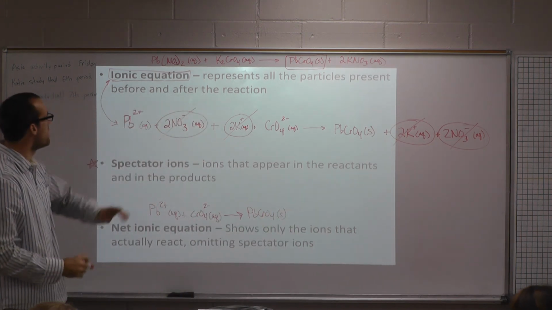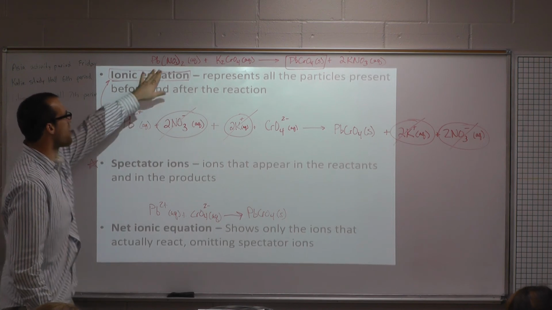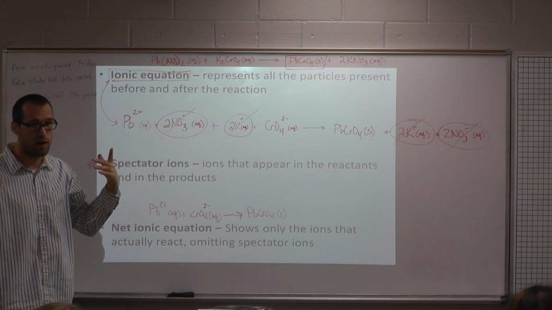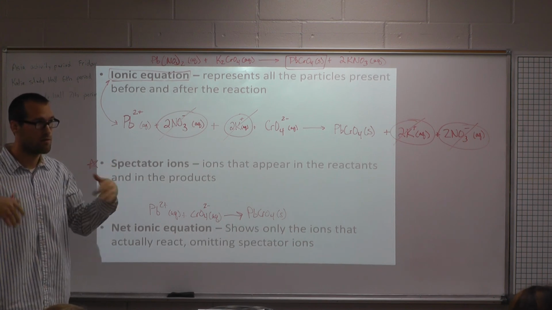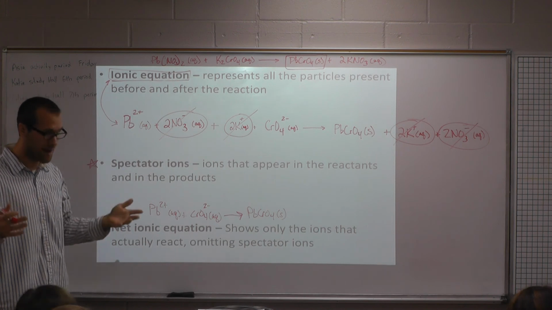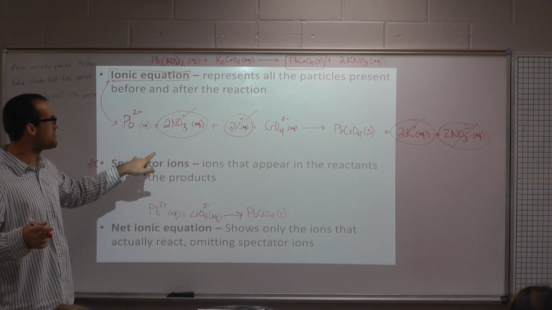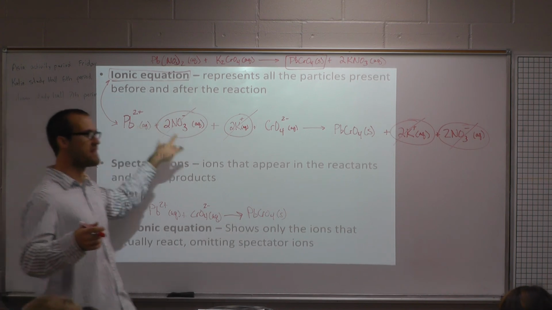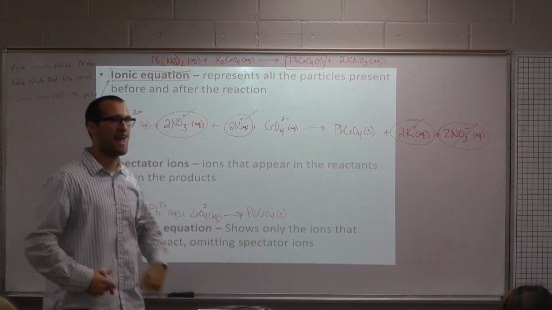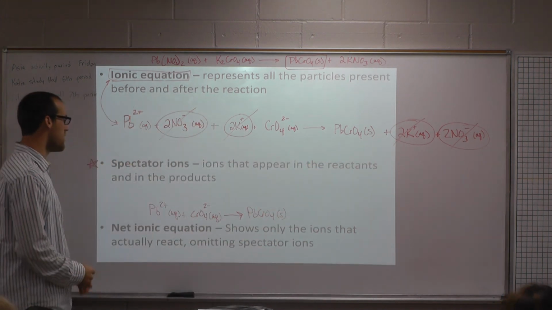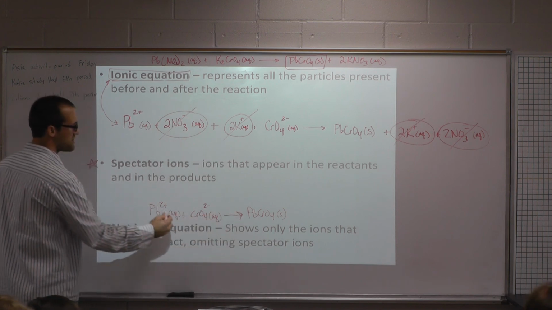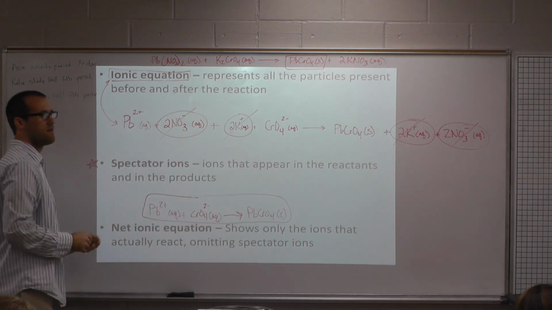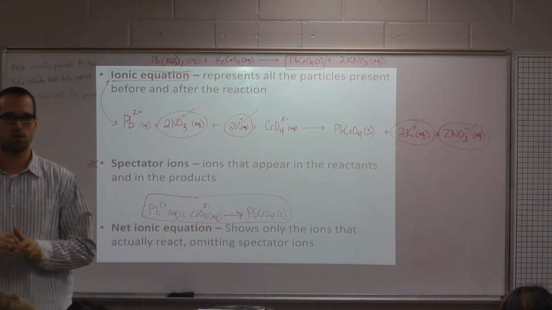So let me finish. Ionic equation is taking your overall balanced equation and breaking up your aqueous compounds into its what? Ions, right? Spectator ions are the guys you're canceling out that don't do anything in the reaction. They're the same at the beginning as they are at the end. Your net ionic equation is going to be taking your spectator ions out and actually showing what your reaction is. We are done. Questions?